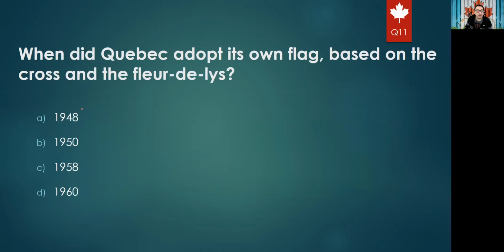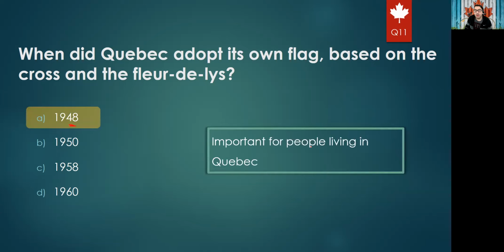Next question: when did Quebec adopt its own flag based on the cross and the fleur-de-lis? And this is an important question just for Quebecers. You will not ask this question of anybody outside of Quebec. Okay, so is it 1948, 1950, 1958, or 1960? Yes, the right answer is 1948. And again, this is only important for people living in Quebec, not for other Canadians.